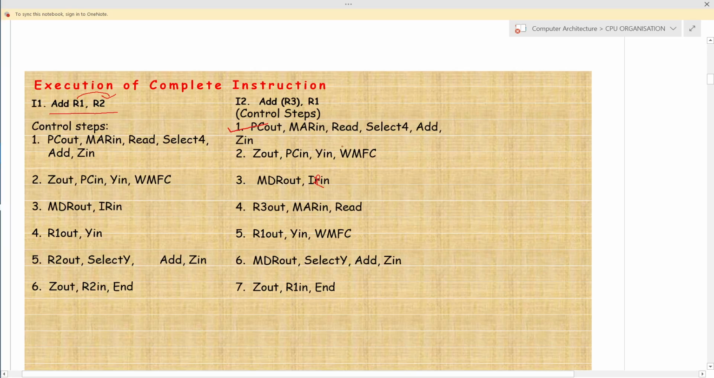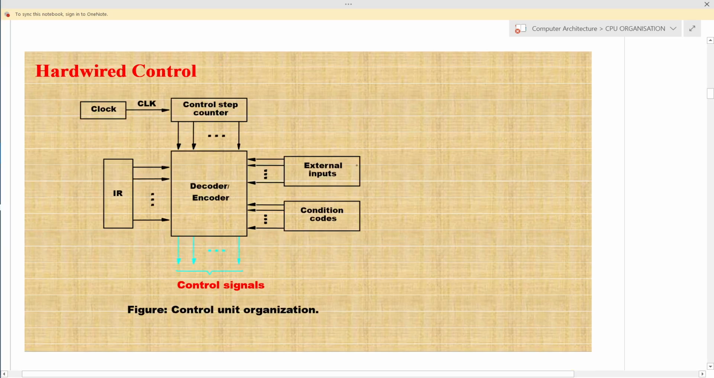In the first approach, the hardware control approach, we use different hardware circuits or combinational circuits with the help of logic gates to generate the control signals, like PC out, MAR in, read, write, all these things. Here the instruction is placed in the IR, and the instruction is decoded with the help of a decoder, known as the instruction decoder.